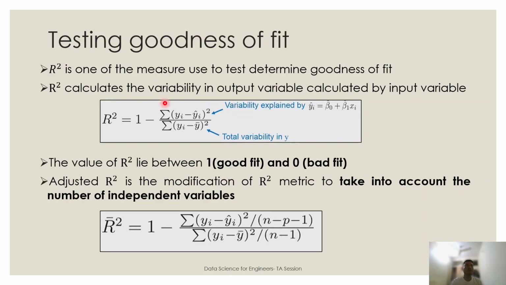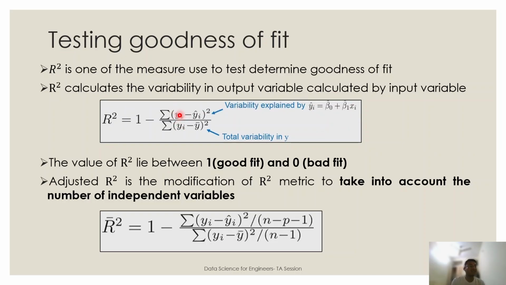So one of those is R square, which is one of the measures used to determine the goodness of fit. Okay. So R square, what exactly does it mean? R square calculates the variability of the output variable explained by the input variable. So this is exactly the formula of it. One minus summation of yi minus y hat. Whenever someone gives you this y hat symbol, it represents the value predicted by your model. So y hat is equal to beta 0 plus beta 1 into xi.